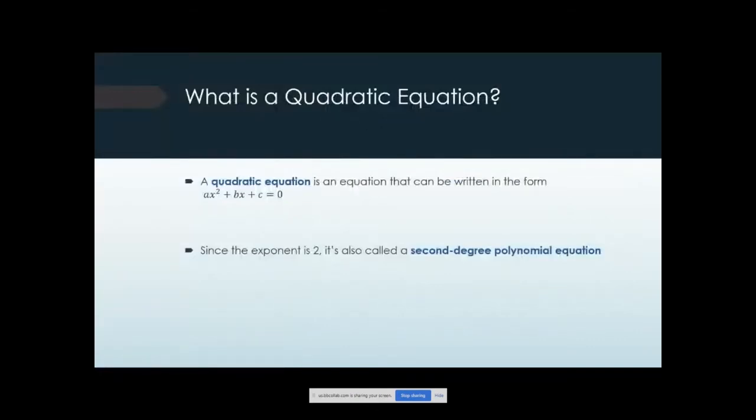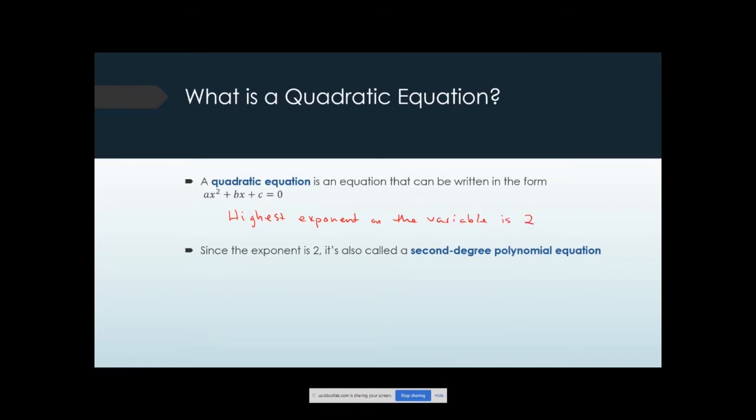So what is a quadratic equation? A quadratic equation is an equation that can be written in the form ax squared plus bx plus c equals 0. The key here is that it doesn't have to be exactly in that form. The key is that the highest exponent on the variable is 2, and that's what makes it quadratic.